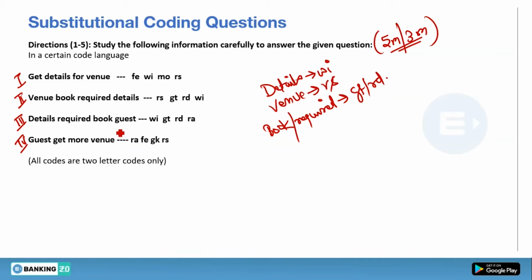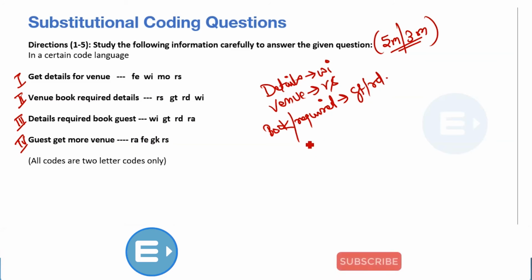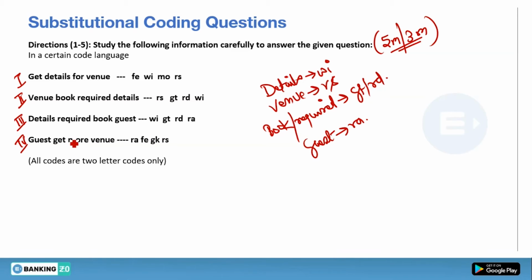Now we have found details, venue, book and required. Which one is left? Guest. Guest is common in the third and fourth. So check the common code between the third and fourth, that is RA. So the guest code will be RA. Now get is written over here and get is in statement number 1 also, so we can find the get code. The common word is get, and the common code is FE. In both statements the get code will be FE.